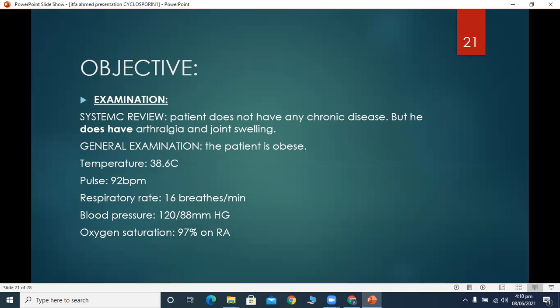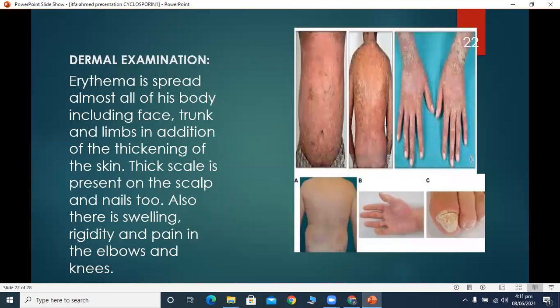Our general examination is that the patient is obese. His body temperature is 38.6 degrees. His pulse is 92 bpm. His respiratory rate is 16 breaths per minute, and the blood pressure we monitored is 120 by 88 mmHg. His oxygen saturation is 97% on room air. Now here, as you can see, the picture of his condition.